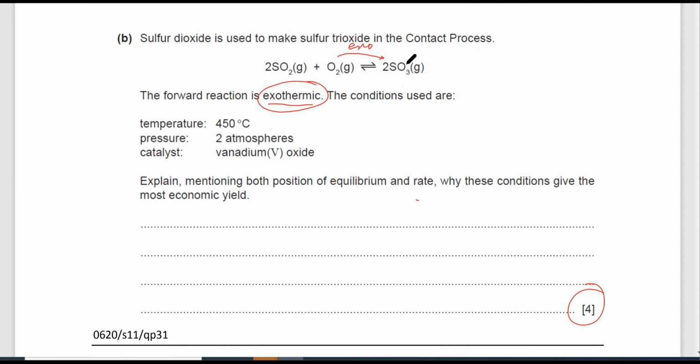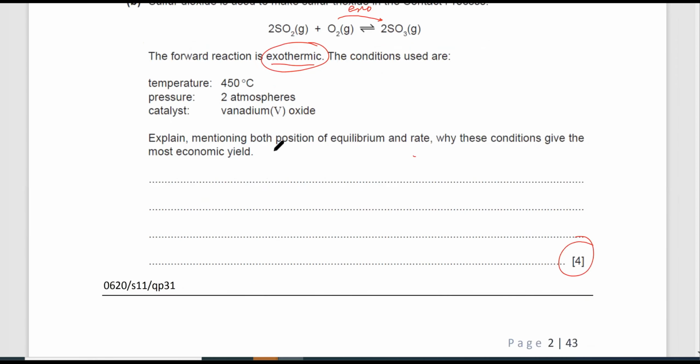Higher pressure favors less gas. Forward reaction has less gas. Backward has a greater amount of gas. So, increase pressure, but you can't increase pressure too much because it's going to increase your cost as well. So 2 atmospheres is fine. And the benefit of a catalyst is that you speed up the reaction without affecting the equilibrium position.